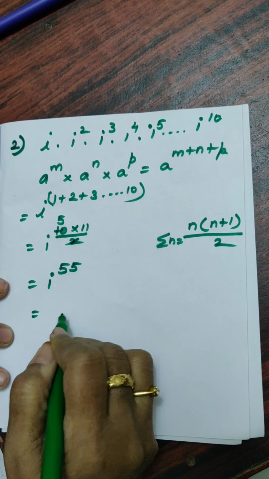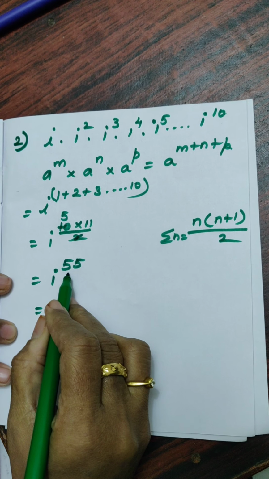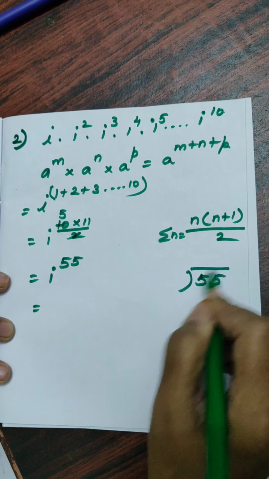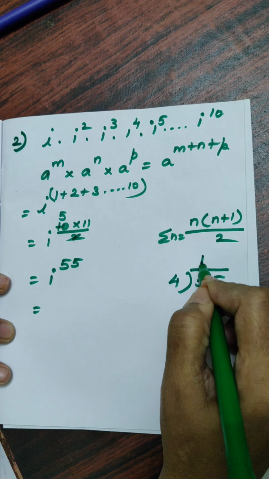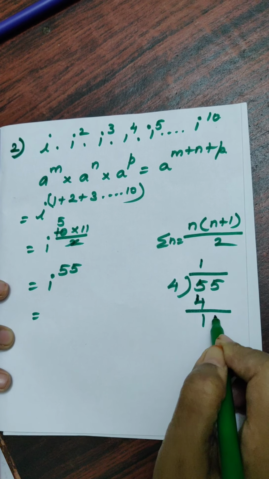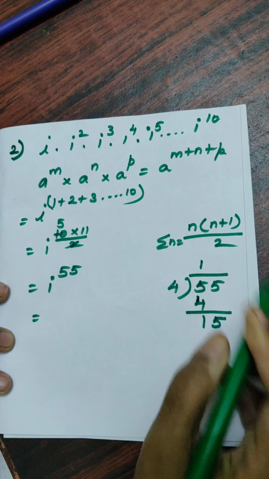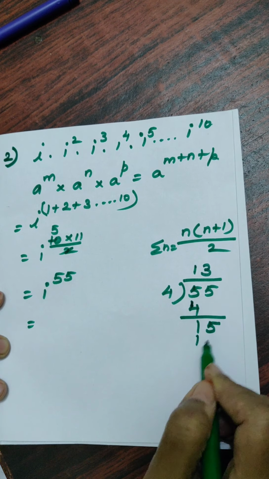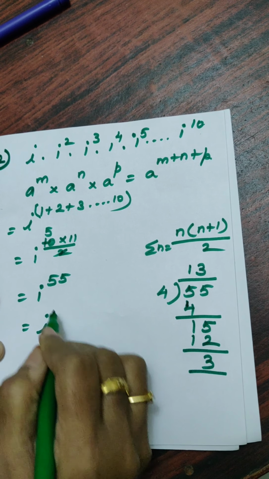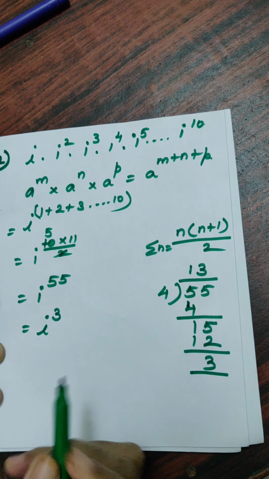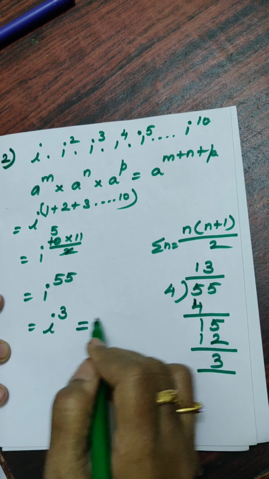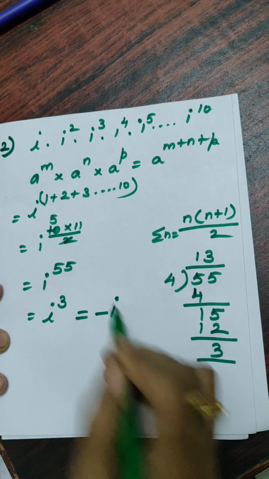So what is i power 55? 55 is not a multiple of 4. When I divide 55 by 4, 4 ones are 4, balance is 1, bring down 5, 4 threes are 12, the balance is 3. So the remainder is 3. You get the answer as i power 3. So if the remainder is 3, it becomes i power 3. Already you know the answer for i power 3. i power 3 is minus i.